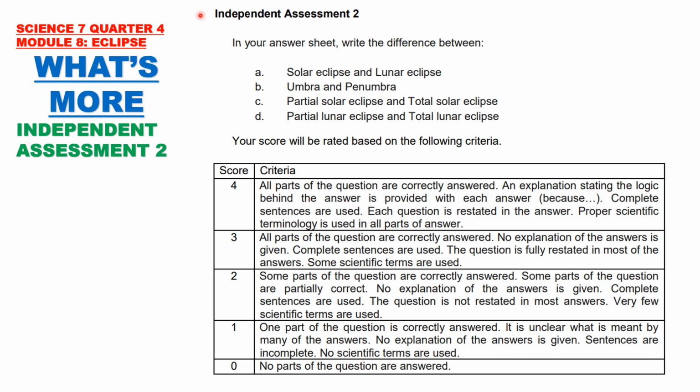Independent Assessment 2. In your answer sheet, write the difference between letter A, solar eclipse and lunar eclipse. B, umbra and penumbra. C, partial solar eclipse and total solar eclipse. D, partial lunar eclipse and total lunar eclipse. Your score will be rated based on the following criteria.